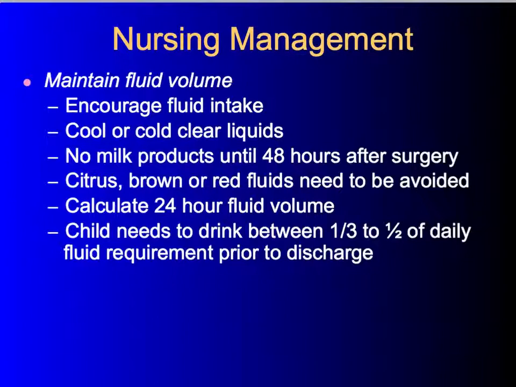Brown or red fluids should be avoided because if the child vomits, the parents might not be able to recognize the difference between the color of the fluid and actual dried blood or fresh blood. You want to calculate what the 24-hour fluid volume is for this child, and they need to drink between 1/3 and 1/2 of their daily fluid requirement before discharge.